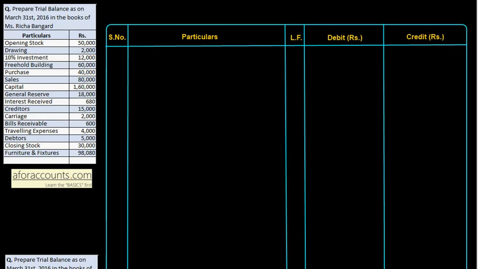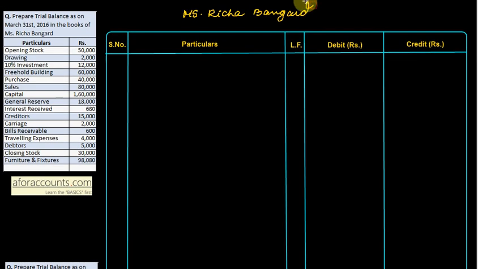Next question on trial balance. Prepare trial balance as on 31st March 2016 in the books of M.S. Richa Bangar. So M.S. Richa Bangar, and you have your trial balance. So trial balance as on 31st March 16. Let's start.